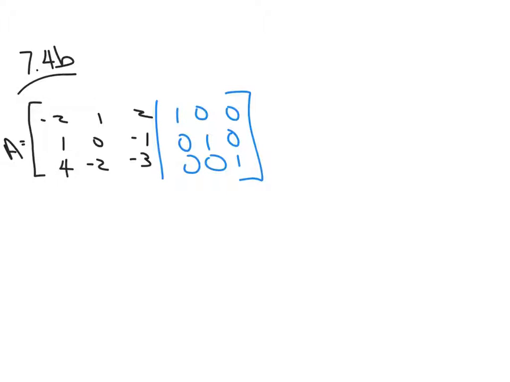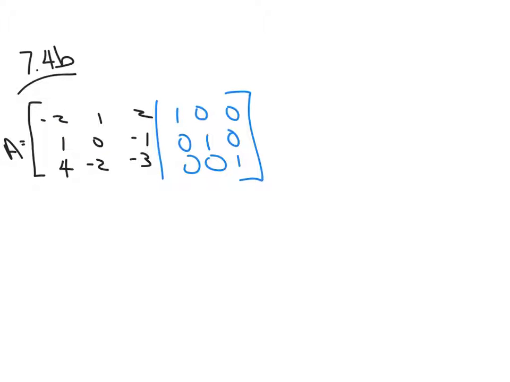So again, what we're doing is we're making this look like this. We don't care what this side looks like, as long as this side is 1, 0, 0, 0, 1, 0, 0, 0, 1. And then this will be our inverse. To get us started, what I would do is switch these rows around.